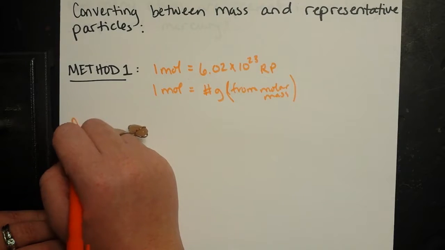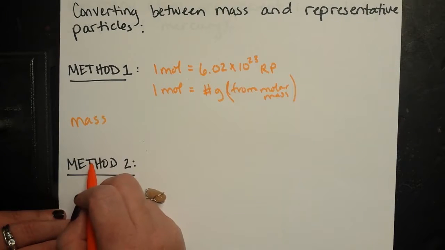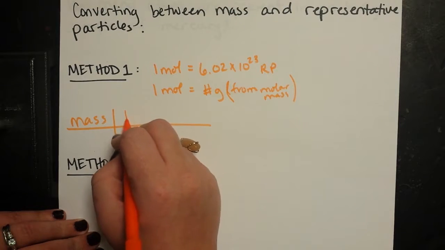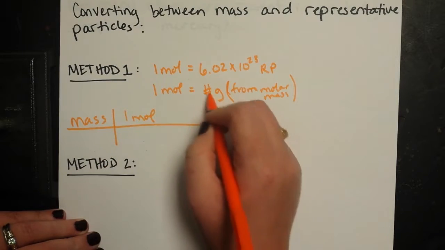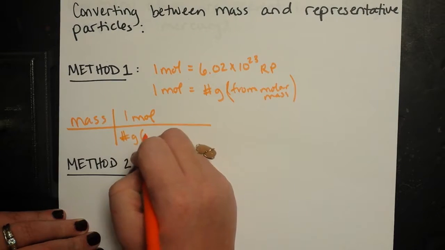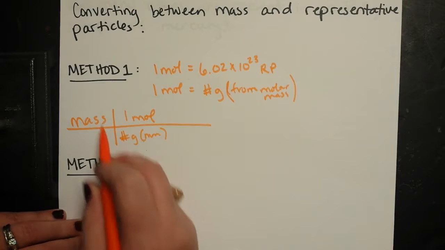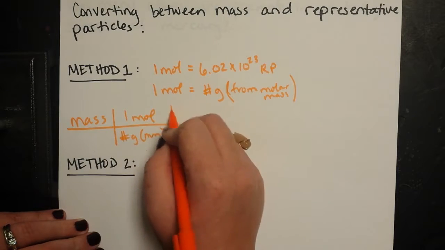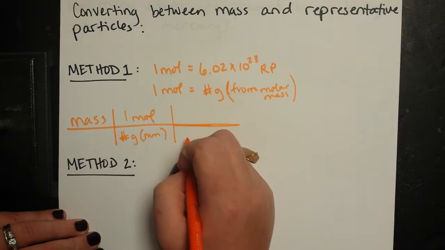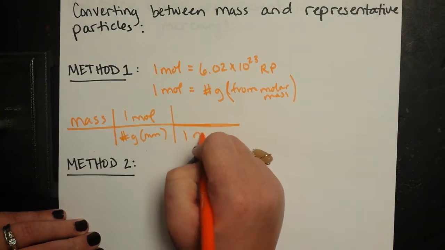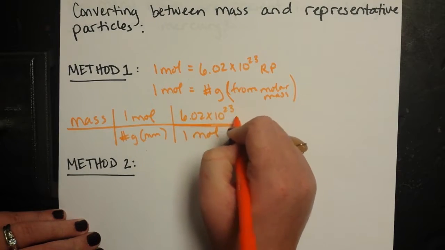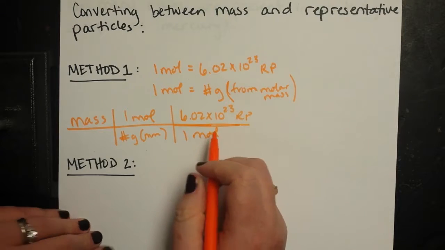So if you know the mass, you can use a conversion factor where you end up with 1 mole on top. I'm going to go ahead and use this notation: the number of grams per molar mass on the bottom. That way the grams cancel and you're left in moles. And then they'll use this conversion factor here to get to representative particles, to get into either atoms or formula units or molecules.